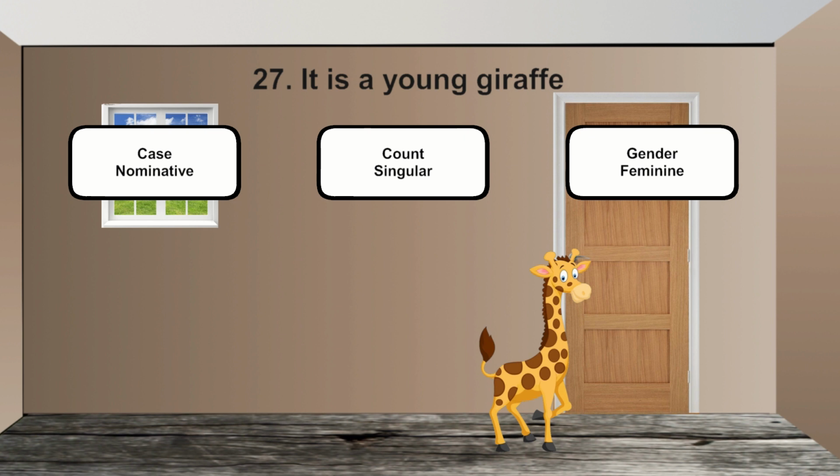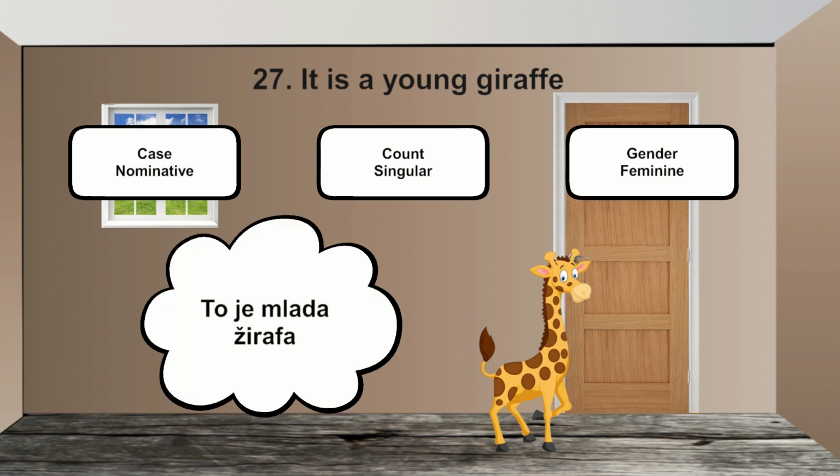Question 27. Pitanje 27. It is a young giraffe. Feminine, singular. To je mlada žirafa. To je mlada žirafa.